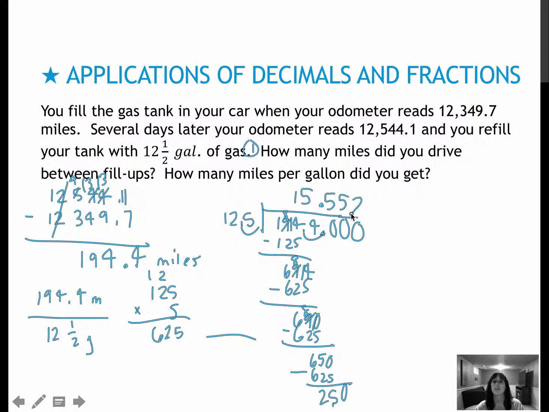125 goes into 250 2 times, and it's even, so 250 minus 250 gives me no more remainder. It's 15.552 miles per gallon. Might be time to get a better car.